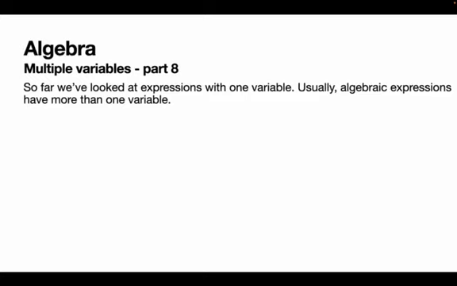We've looked at expressions with one variable. Usually, algebraic expressions have more than one variable. For example, 2b squared c. So here there are two variables. b is one variable and c is another. In this particular case, let's evaluate this expression in the case where b equals 4 and c equals 3.